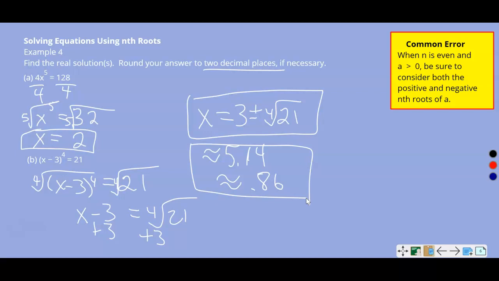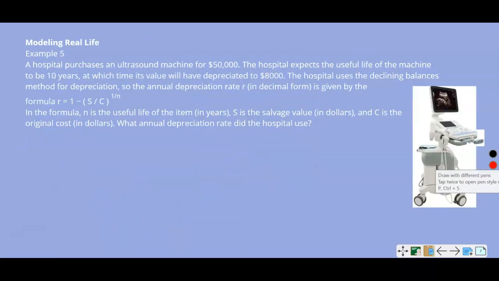Now your principal root, both of those are positive, so both of those are actual solutions here. All right, again, common error. A lot of students forget that this plus or minus means there are 2 answers. So remember, when n is even, that's your index here of 4, and a is greater than 0, make sure you consider both your positive and negative nth roots.